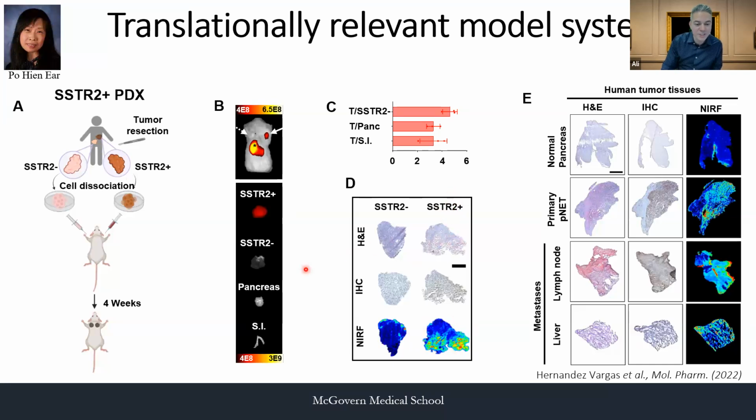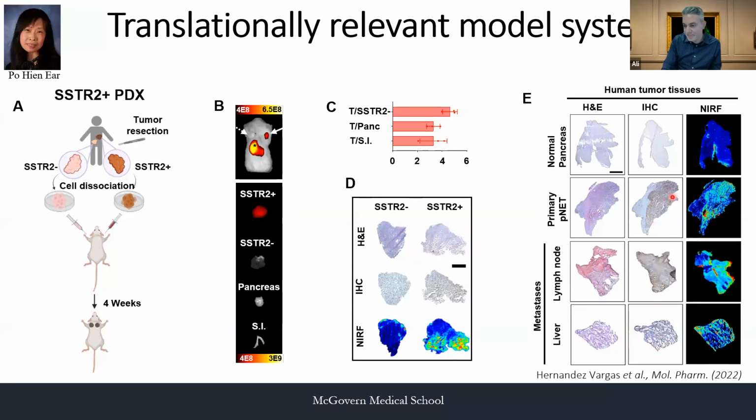So this was a really encouraging result because we took that step into a real physiologically and clinically relevant animal model. And then we thought, now building on that, let's get some human tissues and stain with this new compound. In this case, I'll show you here, we have a primary pancreatic neuroendocrine tumor, a metastatic lymph node, and then a metastasis that was taken from the liver. In all these cases, there is IHC staining confirming SSTR2 positivity.